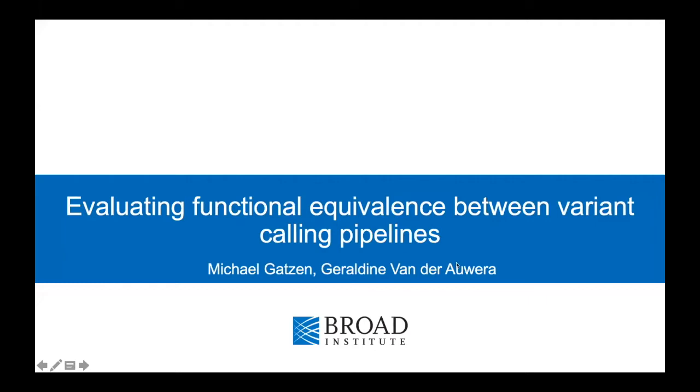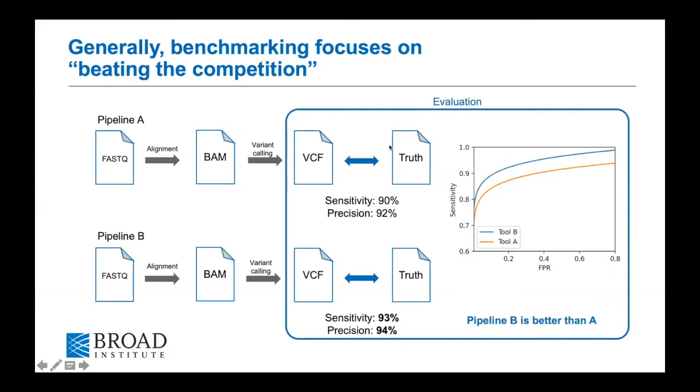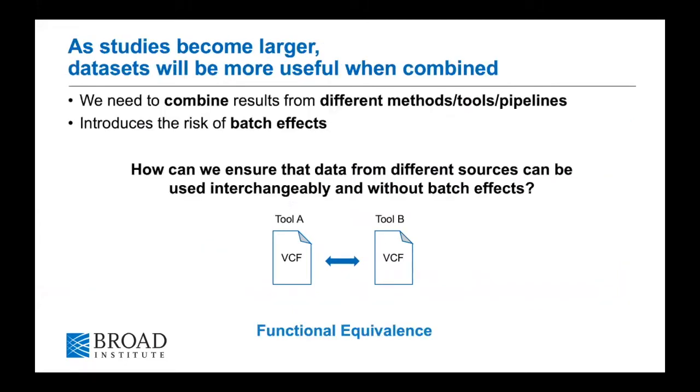Yeah, thank you. I will be talking about this concept of functional equivalence that has been mentioned a couple of times now, and how to evaluate that. Usually, benchmarking of variant calling pipelines focuses on beating the competition. If we want to compare two pipelines, we would run both of these pipelines, take the outputs, compare them against truth, look at metrics such as sensitivity and precision, and then determine if one pipeline is better than the other pipeline.